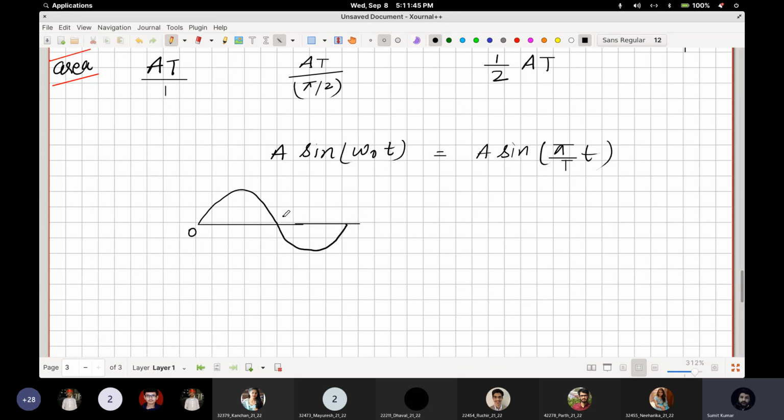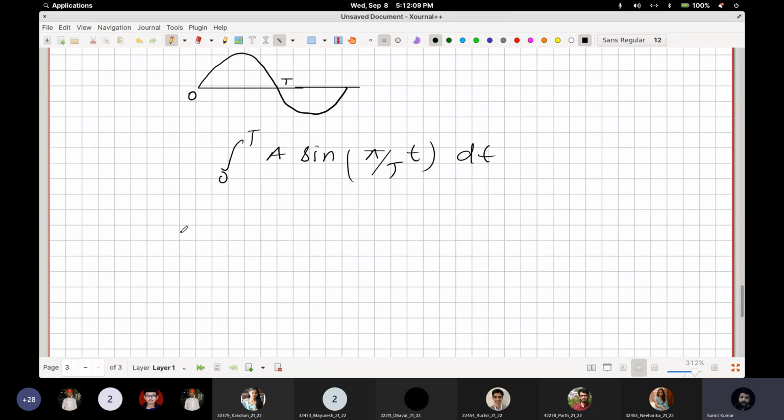So let's say this is zero and this is T, and we are trying to compute it between those. T naught I have taken here as zero. So this is A, this is the waveform, and we have to find its area between zero to T. So this is zero to T. You will have the integral of A sine pi by T into t dt, isn't it?